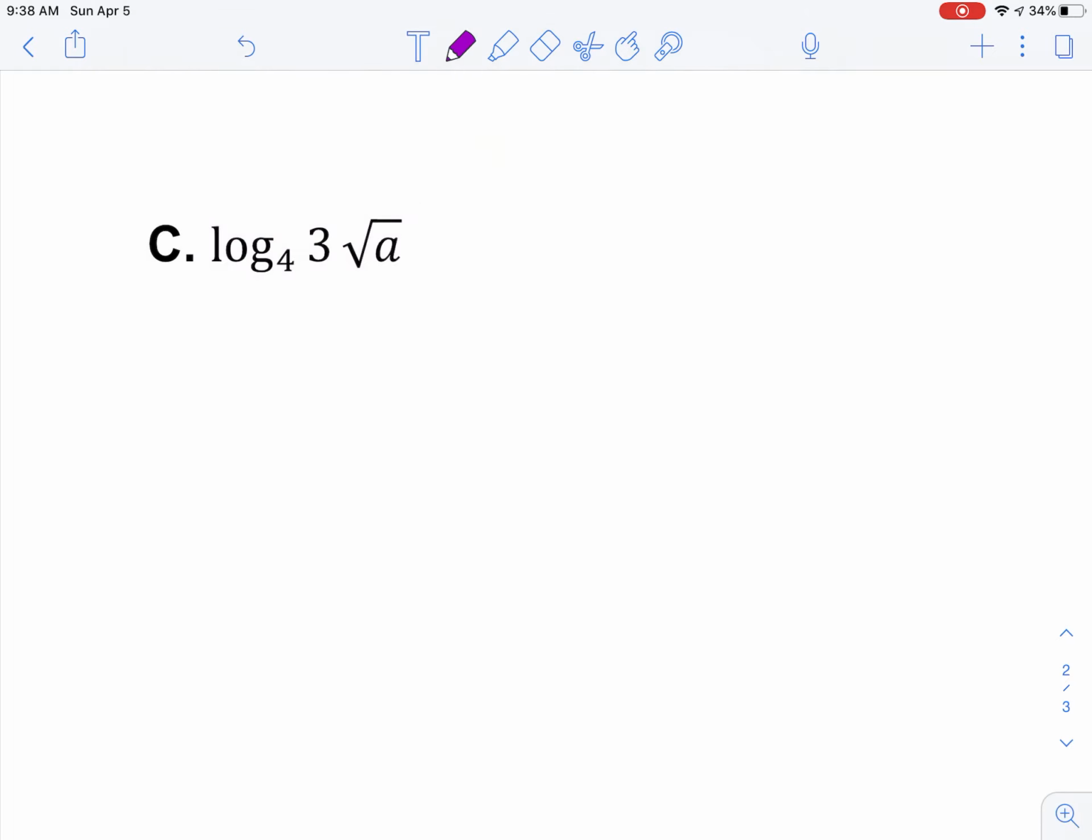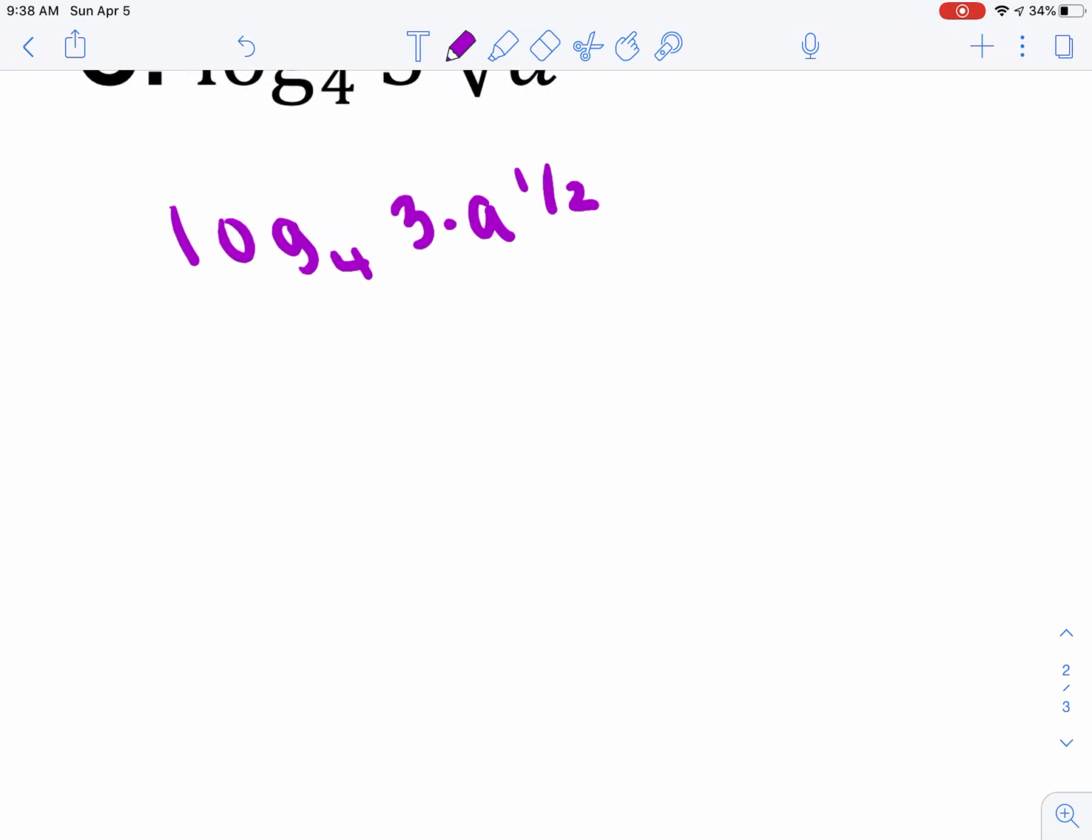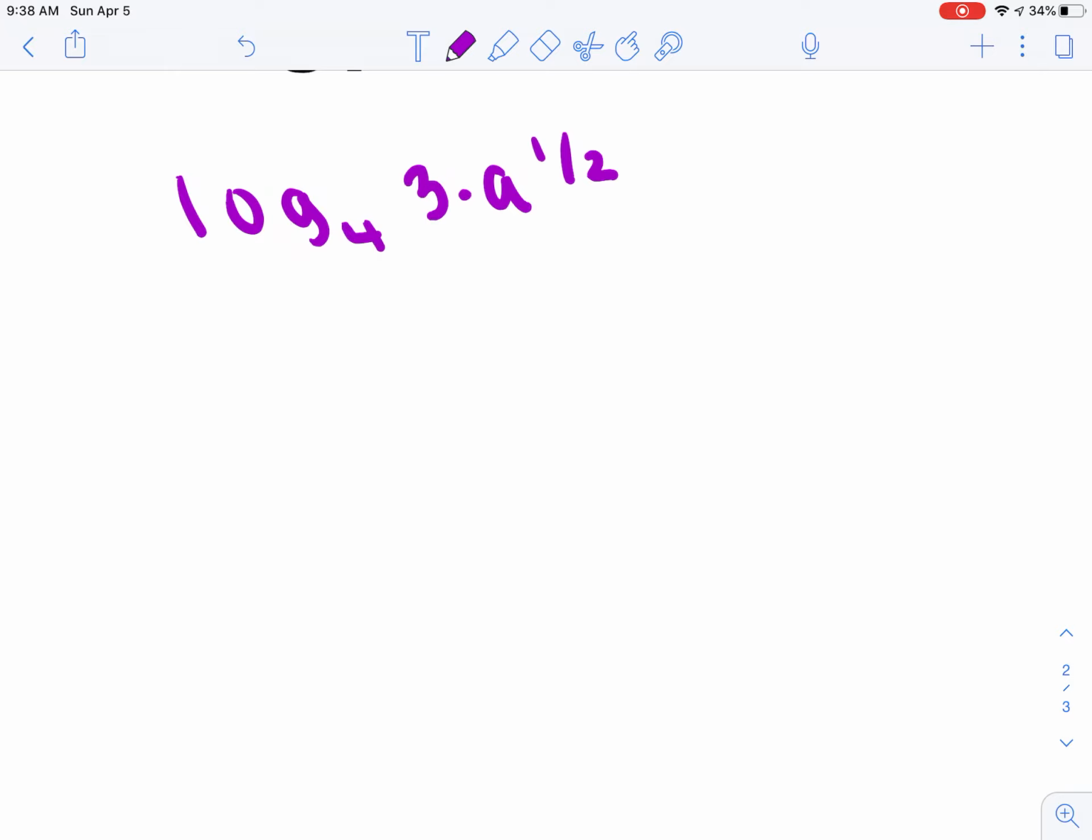Moving on to part C, we have another situation where I see a radical. Right away, I'm going to rewrite that with a power. A to the 1/2 power is the same thing as the square root of A. Once I rewrite that as a power, I see there's two properties here, a product and a power. Because the product affects both the 3 and the A, and the 1/2 only affects the A, I have to take care of the product first.